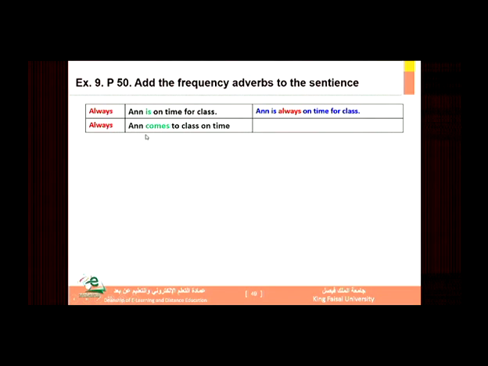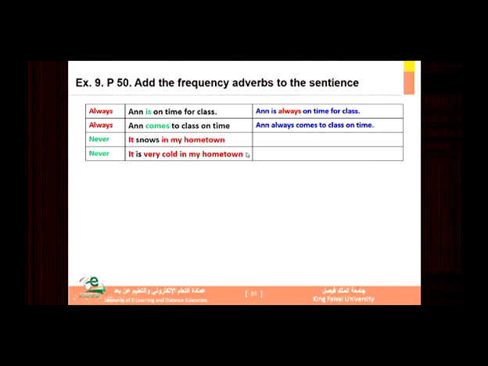What about this sentence? Anne comes to class on time. Anne always comes to class on time. So where did we get the adverb? It is before the verb. Comes, always comes. Is always. So this is showing us that in the case of main verb simple present, we have the adverb before the main verb, while in the case of verb to be, it is after verb to be.